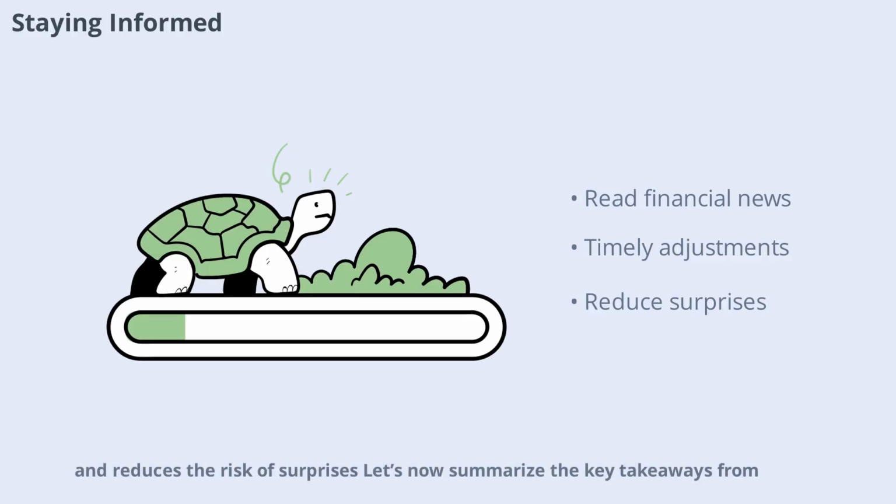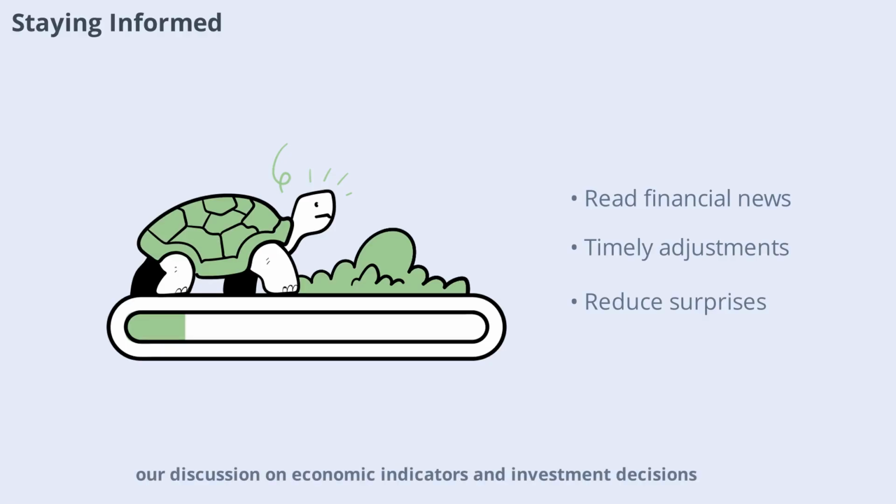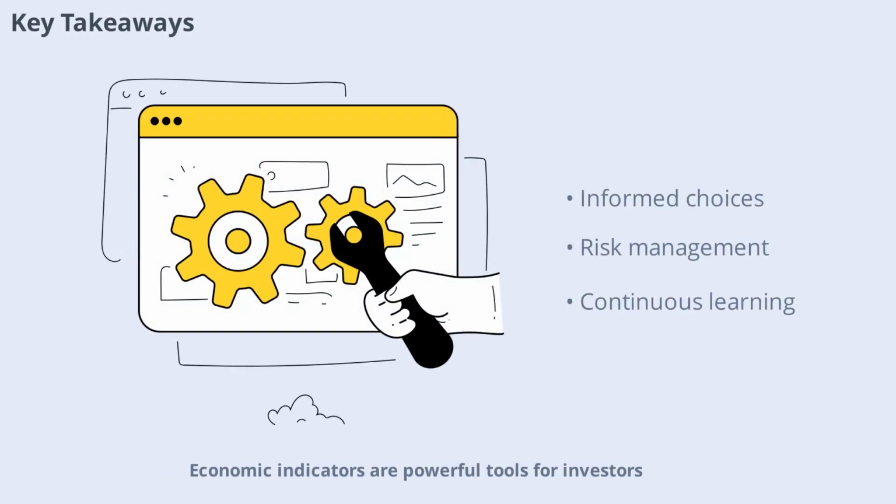Let's now summarize the key takeaways from our discussion on economic indicators and investment decisions. Economic indicators are powerful tools for investors, offering insights into market conditions and helping guide decisions. By understanding and interpreting these indicators, investors can make more informed choices, manage risks, and pursue their financial goals. Remember, no single indicator is perfect. Use a combination, stay disciplined, and keep learning.